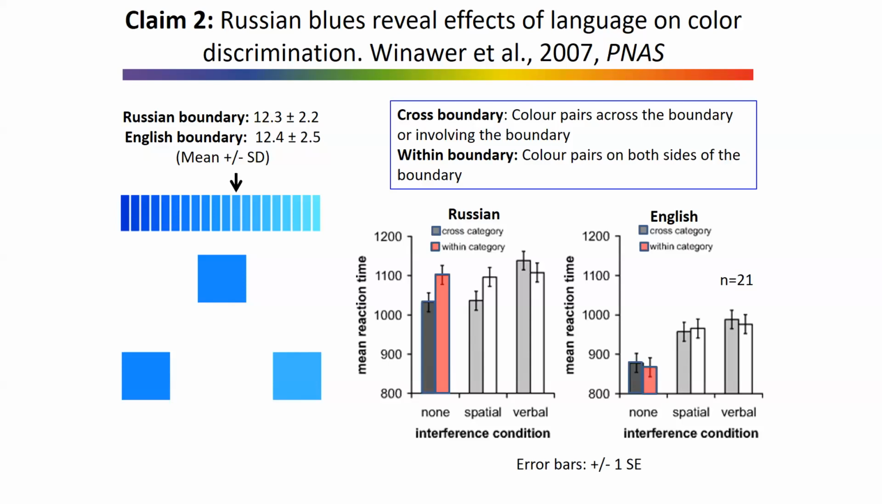So you can actually see that in Russian participants, there is a significant difference without any interference between cross and within category, with cross category being faster than within category. But this does not happen with English participants. And again, you can see that the verbal interference removes this effect in Russian participants, but the spatial interference doesn't. So you can see also the effect is really big. So it's a really big effect.